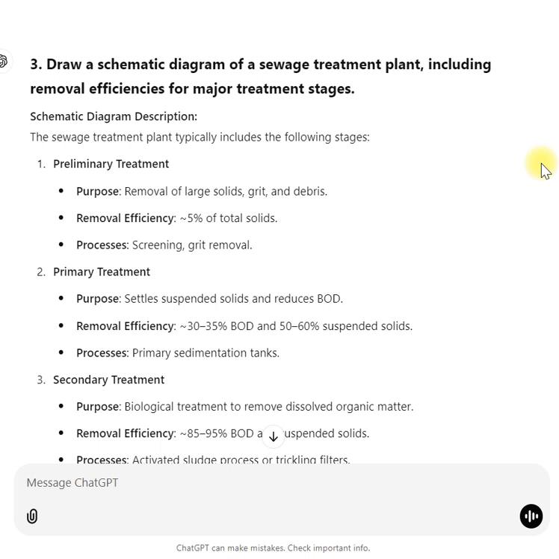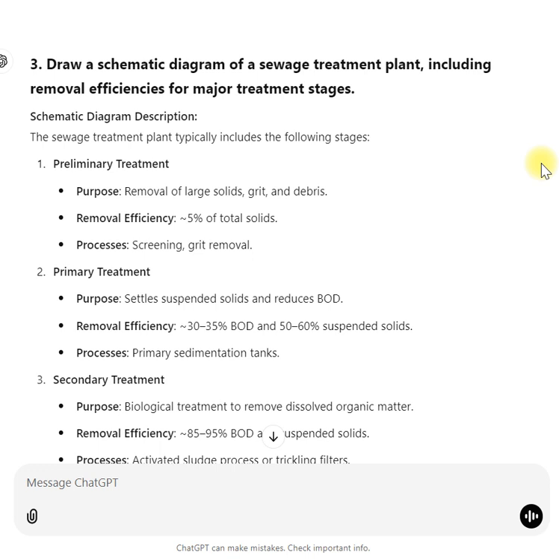Processes: screening, grit removal. 2. Primary treatment. Purpose: settles suspended solids and reduces BOD. Removal efficiency: 30 to 35% BOD and 50 to 60% suspended solids. Processes: primary sedimentation tanks.